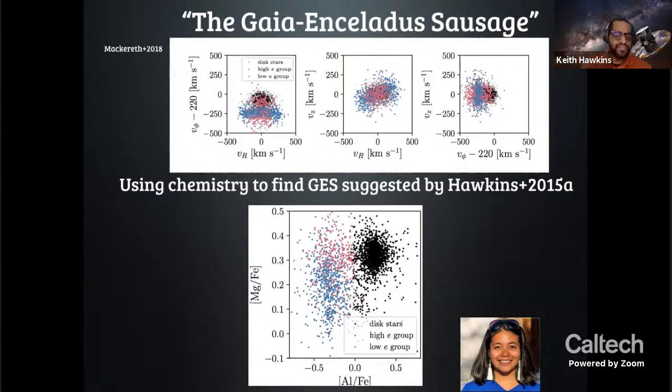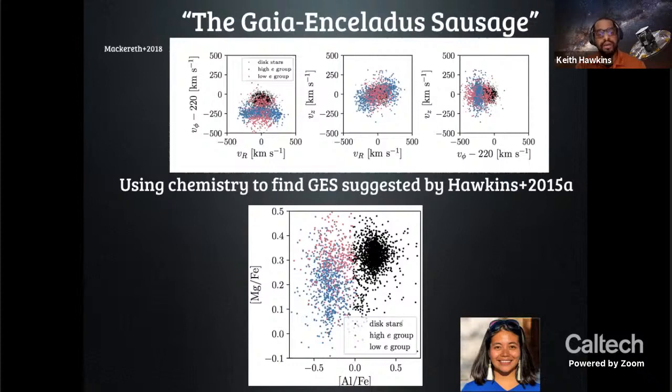And I really like this figure because back in 2015, when I was a PhD student, I found this group of stars in APOGEE that were very low aluminum, relatively low alpha. We didn't really know what they were. We just said they were accretion event material. But now with Gaia DR2, people were finding that this may actually be from a single LMC-sized system.